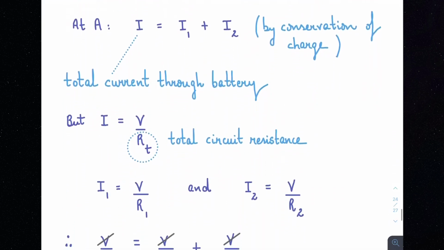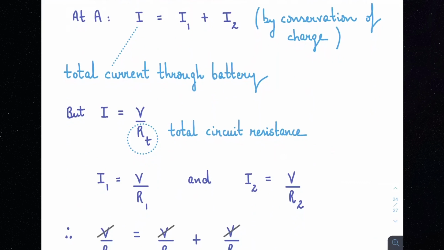Again, we are going to apply the result V equals IR at each term. So I, being the total current through the battery, is equal to the battery's terminal PD divided by the total resistance in the circuit, RT, denoted RT as before. Applying the result on each component, we get current through bulb 1, I1, which is the potential difference across it, V, divided by R1, and similarly, current through bulb 2, I2, is the voltage V divided by its resistance, R2.